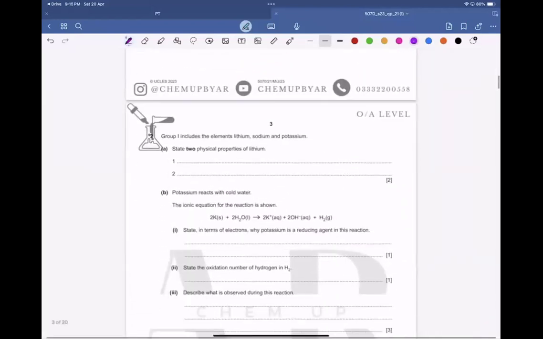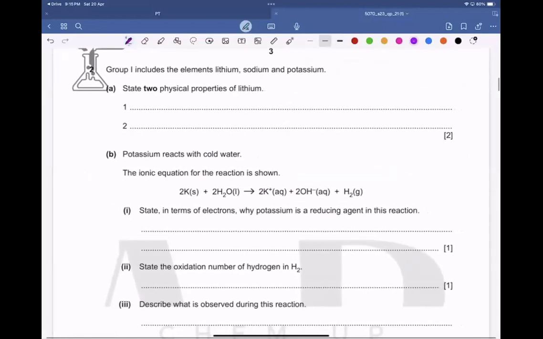Now, next question. Question number 2. Group 1 includes the elements lithium, sodium, and potassium. State 2 physical properties of lithium. Yes, who is going to tell me the correct physical properties of lithium? It's a group 1 metal. So, wrong, Khatija. Group 1 metals are soft metals, so they always have a low melting point. Just give me a minute, please.